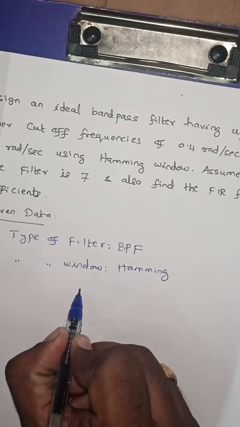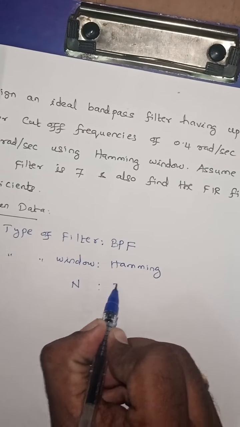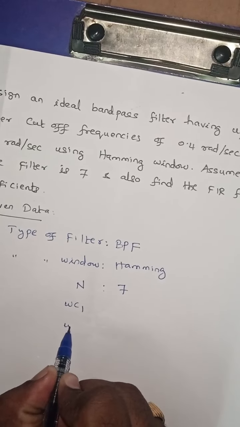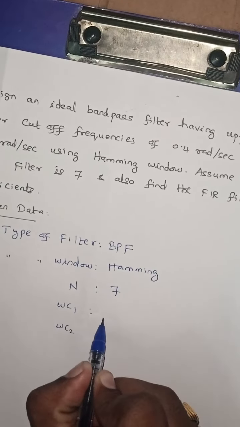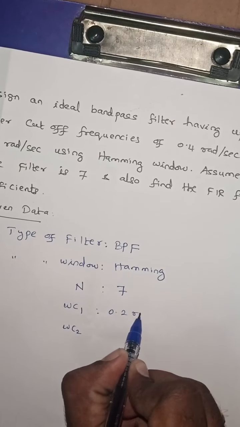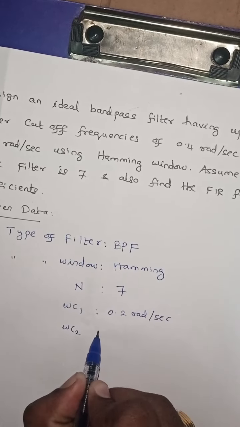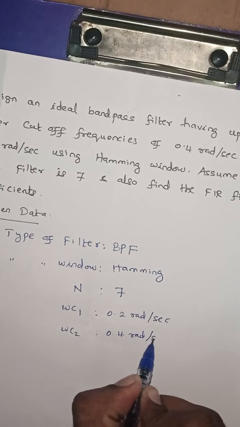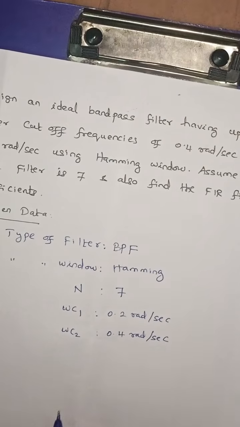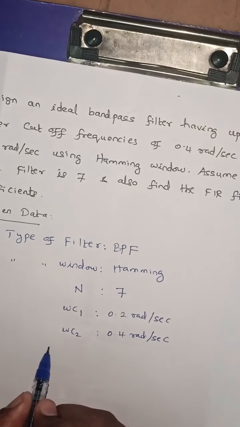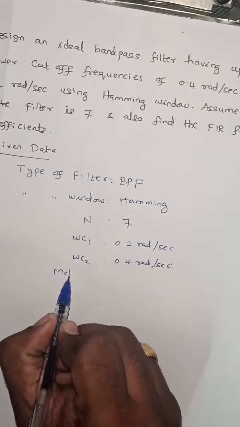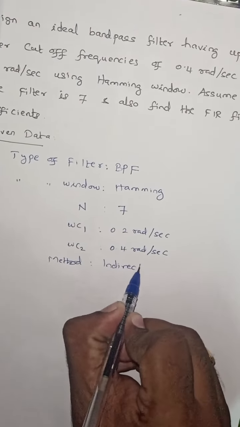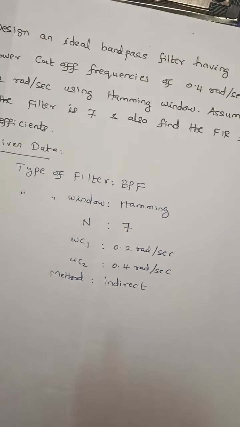The length of the filter is N, so that is 7. The upper and lower cutoff frequencies are given. So omega c1 is the lower cutoff frequency, that is 0.2 radian per second, and the upper cutoff frequency is 0.4 radian per second. Here Hd(e power j omega) was not given in the problem directly, so it comes under the indirect method. So these are the given data in the problem. Now we'll go for the solution.